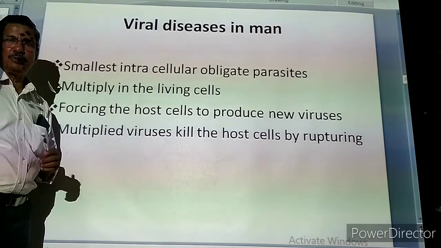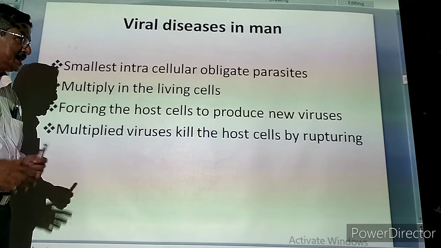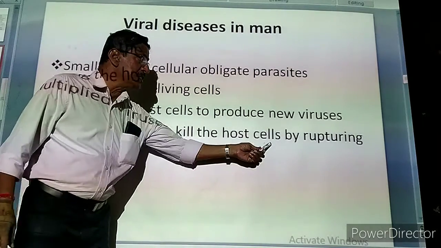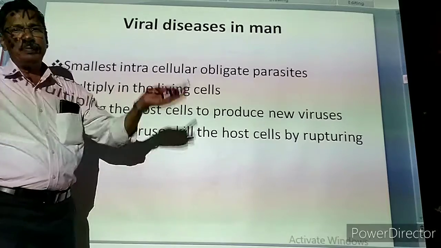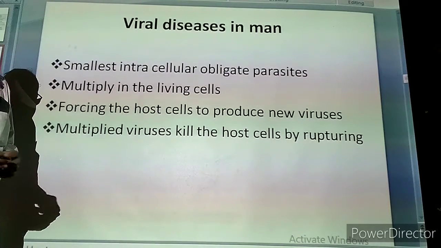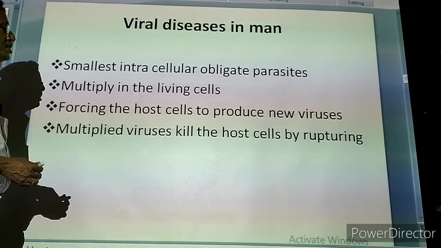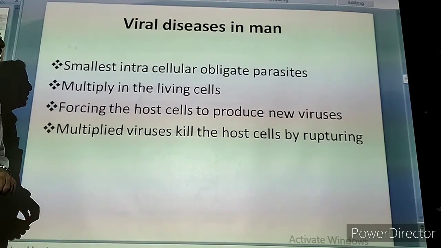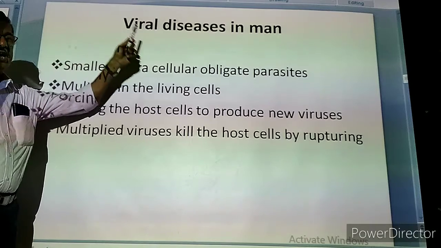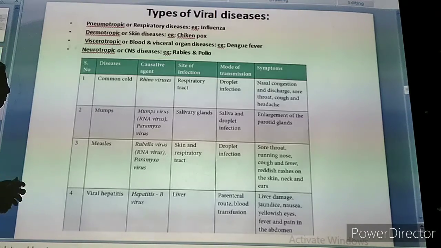Once the viruses are multiplied in the host living cell, they kill the host cell by rupturing. The cell will be ruptured, killing the complete cell. So the human body is losing the cells, and the viruses keep on multiplying. These are all some characters of viruses which attack the human body.